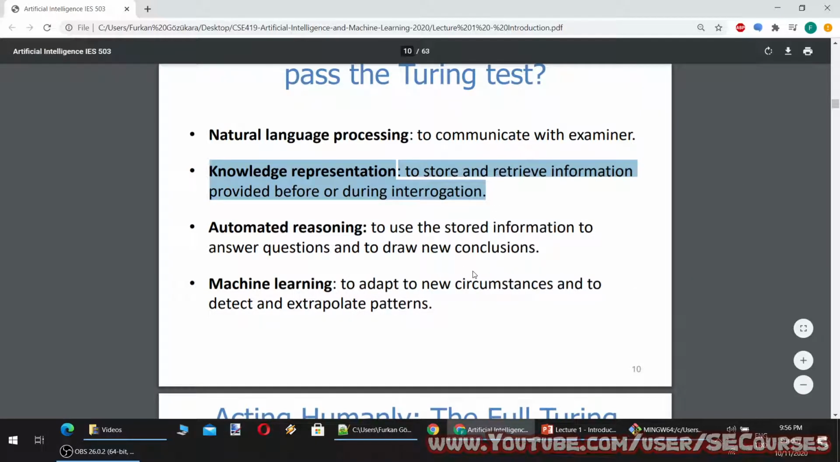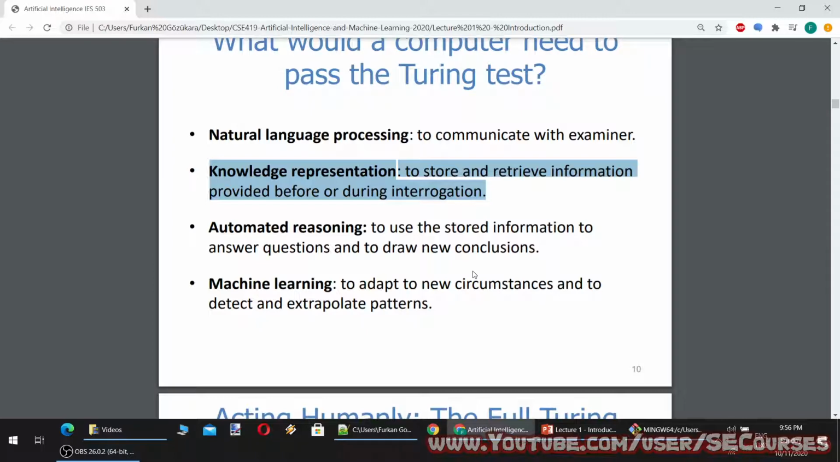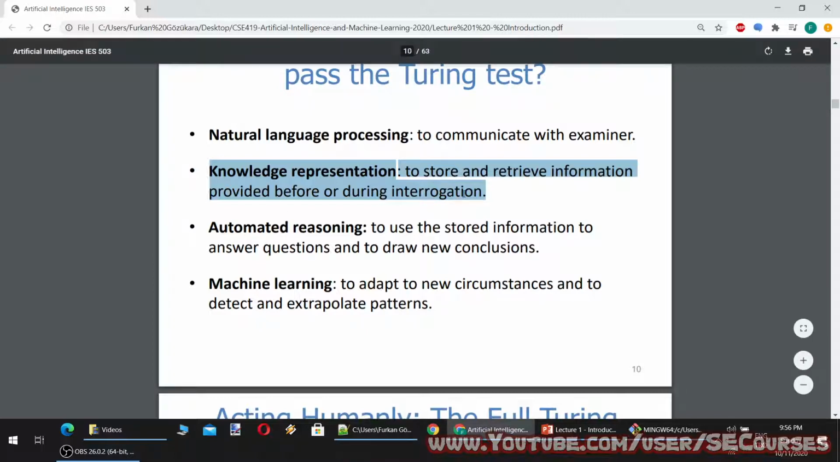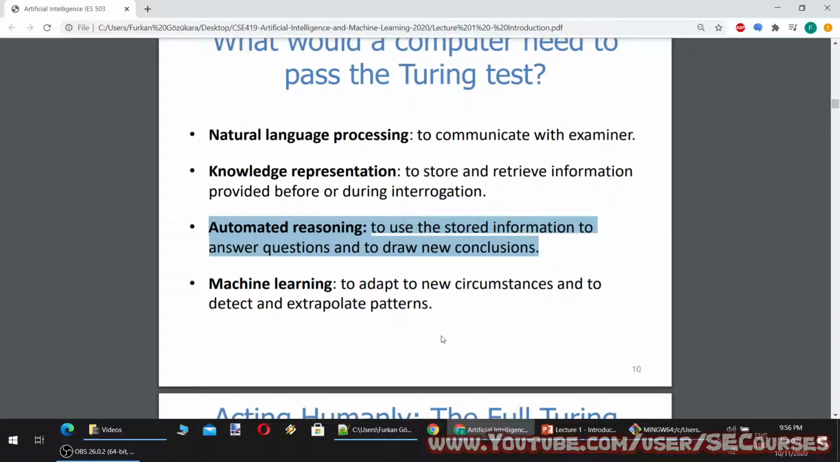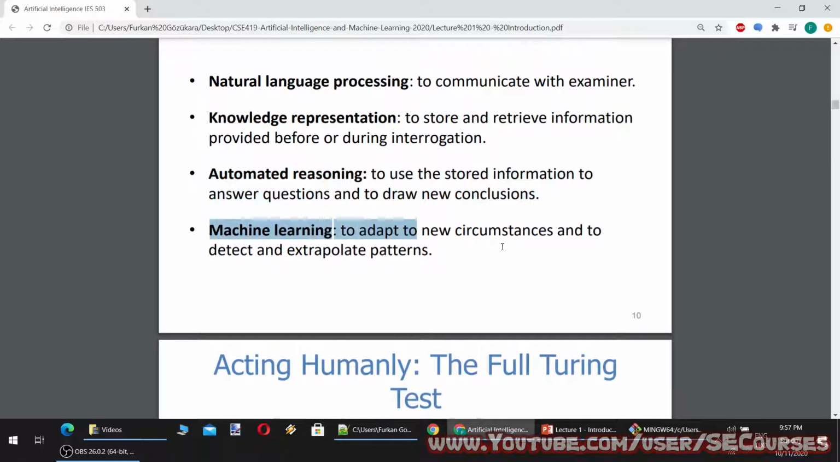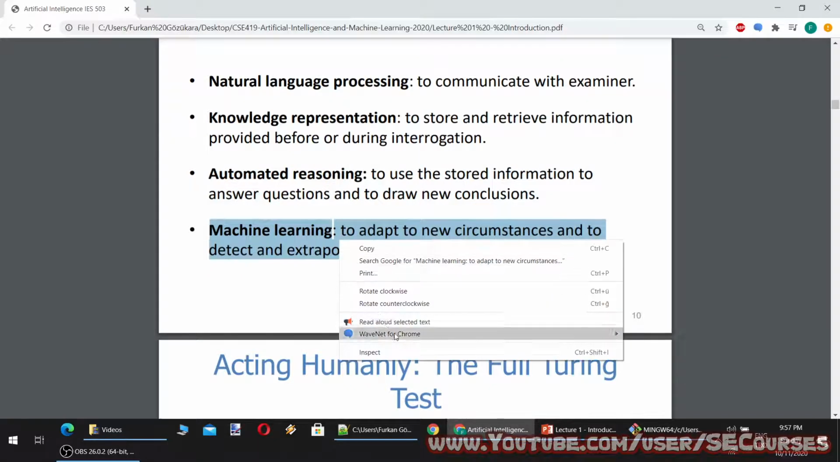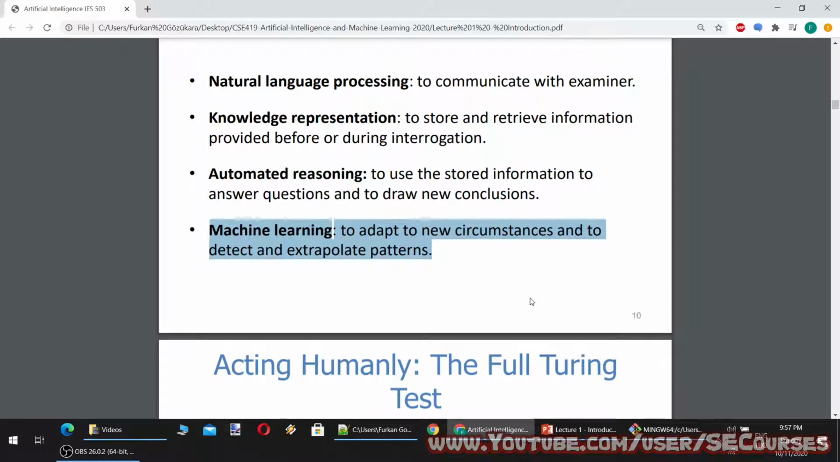Knowledge representation, to store and retrieve information provided before or during interrogation. Automated reasoning, to use the stored information to answer questions and to draw new conclusions. Machine learning, to adapt to new circumstances and to detect and extrapolate patterns.